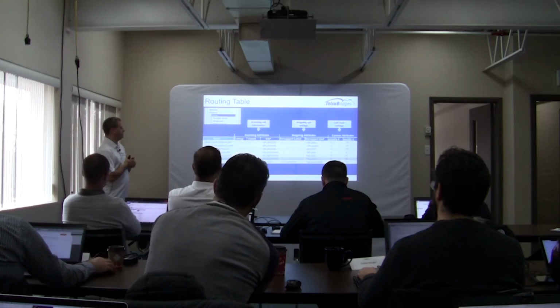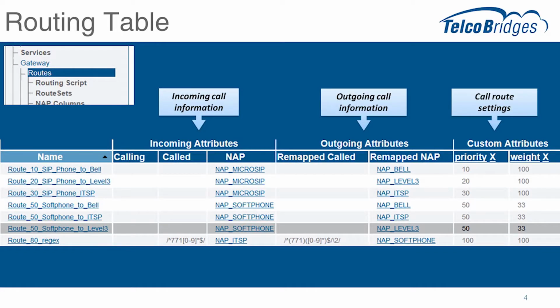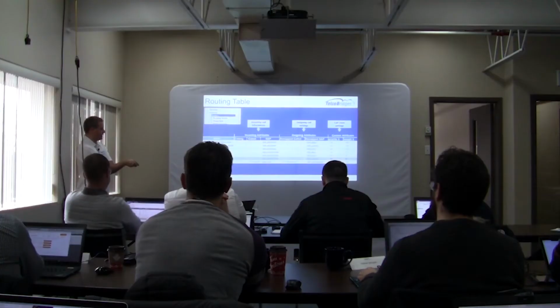Okay, so the routing table looks like this. You probably saw it already. You have incoming attributes, so these are things that are received from the incoming call: the called number, the calling number, and the network access point. That access point, we saw yesterday. It can be just a single source, it can be an open NAP, or it could be a restricted NAP. But let's say the default here in this example is just a single IP, so we can only receive calls from a single IP.